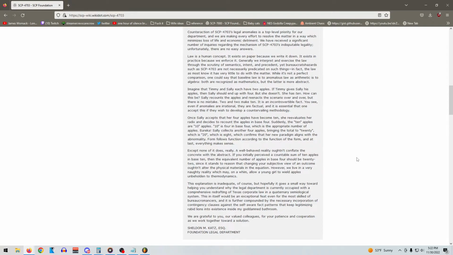Oughtn't alter the physical materials of the equation. However, we live in a very naughty reality which may, on a whim, allow a young girl to wheel apples unbeholden to thermodynamics. This explanation is inadequate, of course, but hopefully it goes a small way towards helping you understand why the legal department is currently occupied with comprehensive redrafting of Texas corporate law and a quarterly semi-logical system. This itself would be an exceptional feat for the most skilled of bureaucrancers.